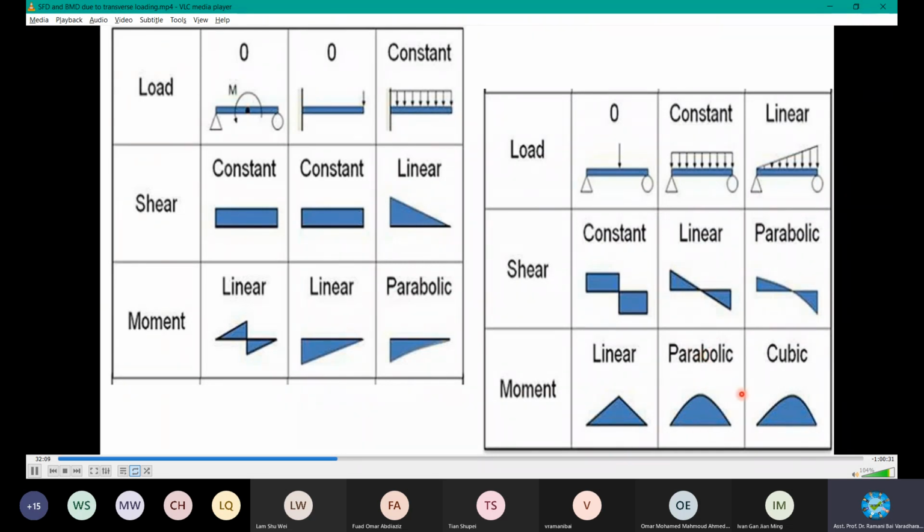You see here, exactly, the maximum bending moment occurs where the shear force is zero, right? The maximum bending moment occurs where the shear force is zero. No loading, so it is free to move.